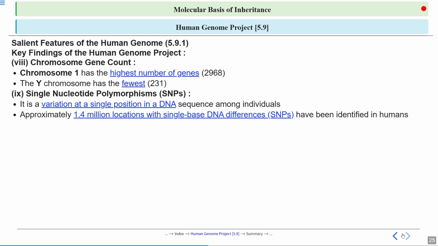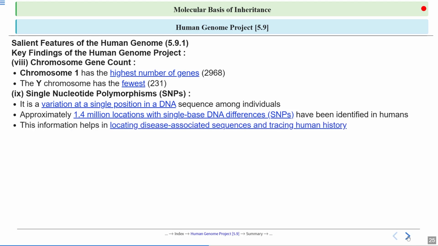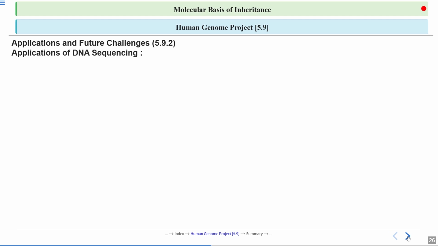So what is this single nucleotide polymorphism? It is a variation at a single position in the DNA sequence among individuals, and approximately how many? Approximately 1.4 million locations with single base DNA differences have been identified in human beings. This information helps in locating disease associated sequences and tracing human history. So these are the important salient features of the Human Genome Project that you need to remember. Then application and future challenges.